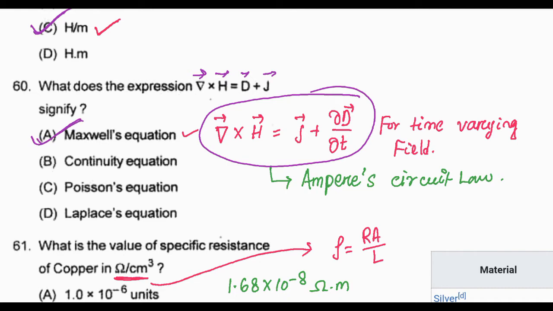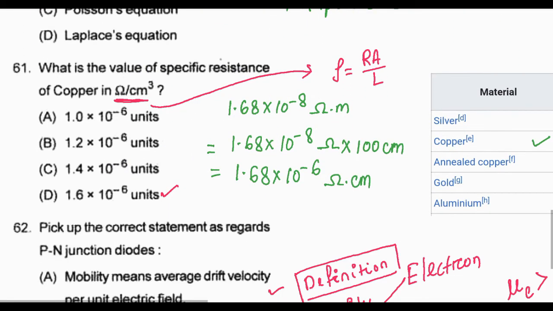Next question is, what is the value of specific resistance of copper in ohm centimeter cube. First thing here, this is given wrong. The unit of the specific resistance is given wrong. This is actually ohm meter or ohm centimeter, not ohm per meter cube or centimeter cube.